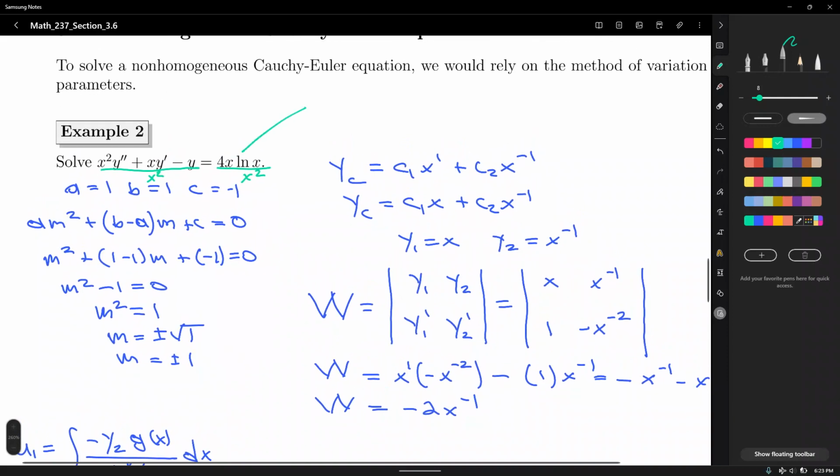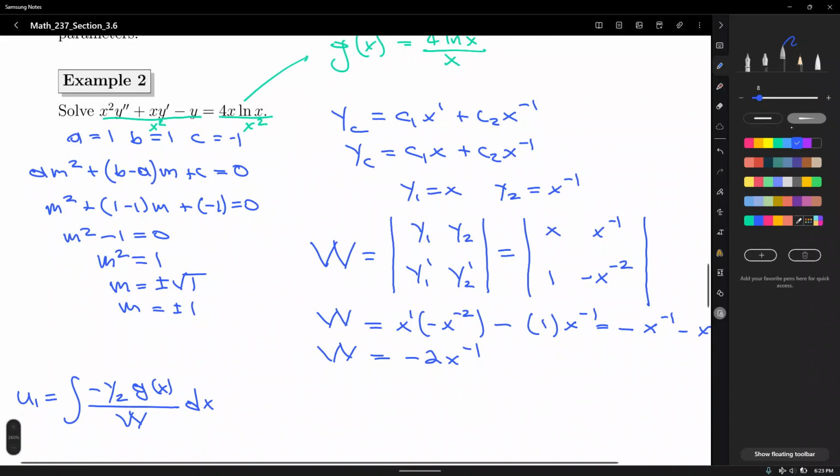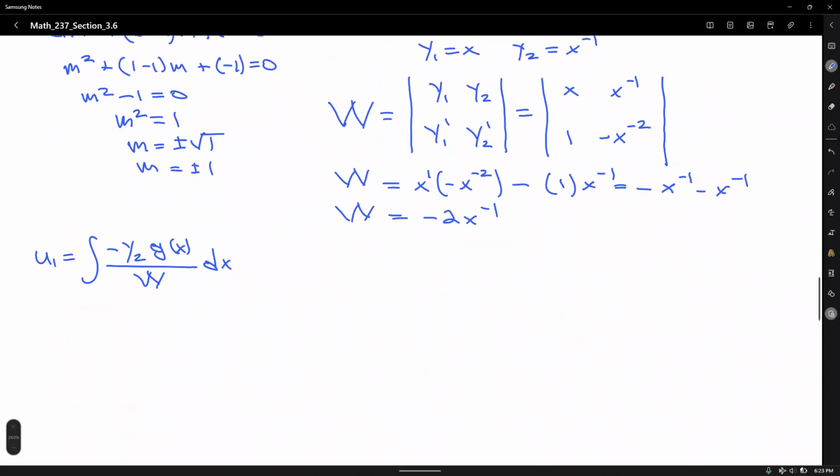So that's going to give us the following g of x, that is 4x ln x over x squared, that is x over x squared, that is 4 ln x divided by x. So that is going to be really our g of x. So be careful. It's not going to be exactly as it shows in the original equation. So here we go.